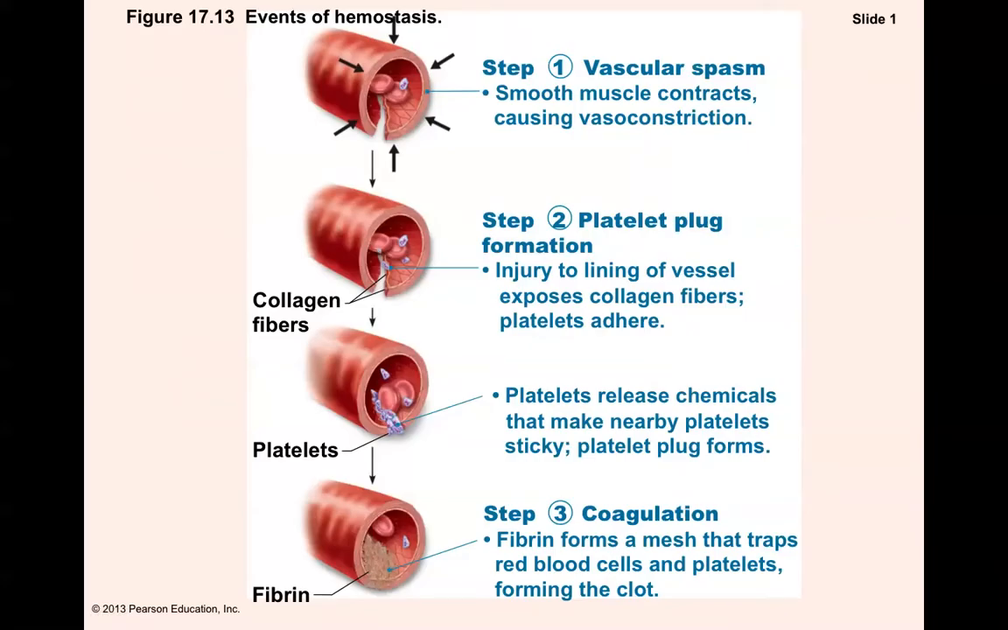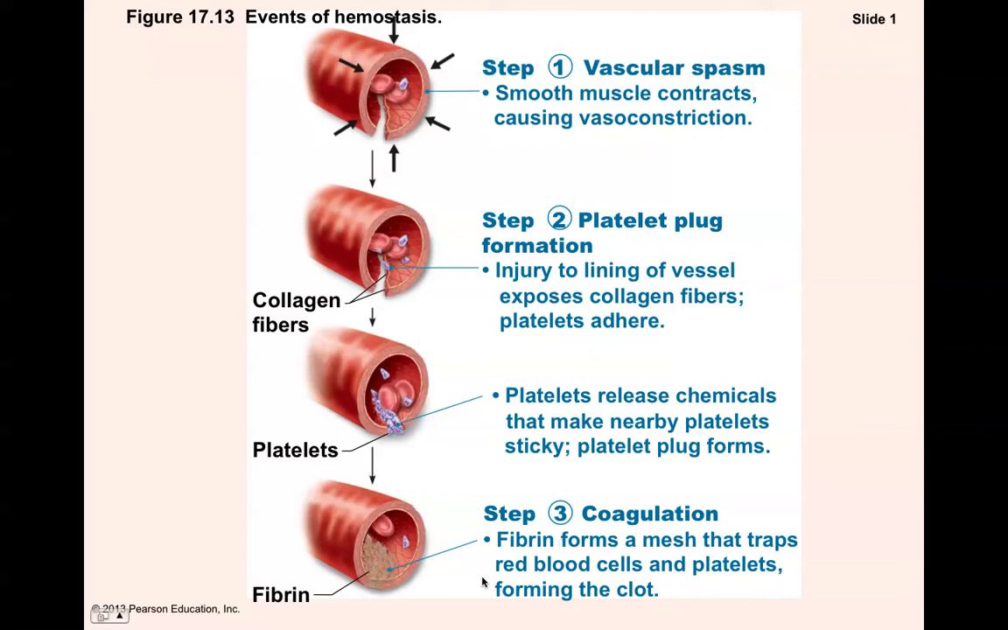And these are the events. Vascular spasm is when the smooth muscle contracts, causing vasoconstriction. There's the injury right here. 2, the platelet plug is formed because the injury to the lining of the vessel exposes collagen fibers and the platelets stick to them. The platelets are now releasing chemicals that make nearby platelets sticky and a platelet plug forms.